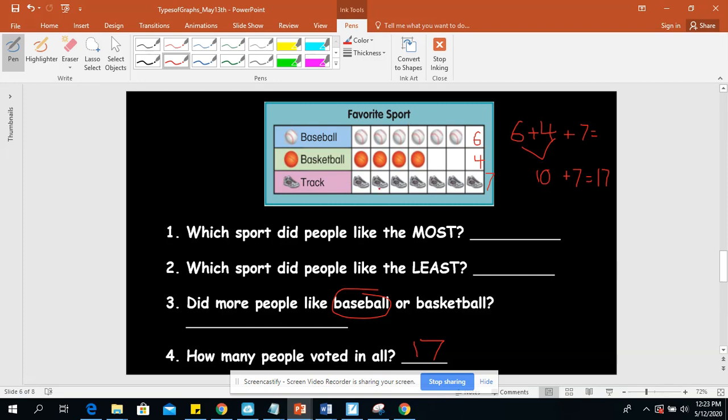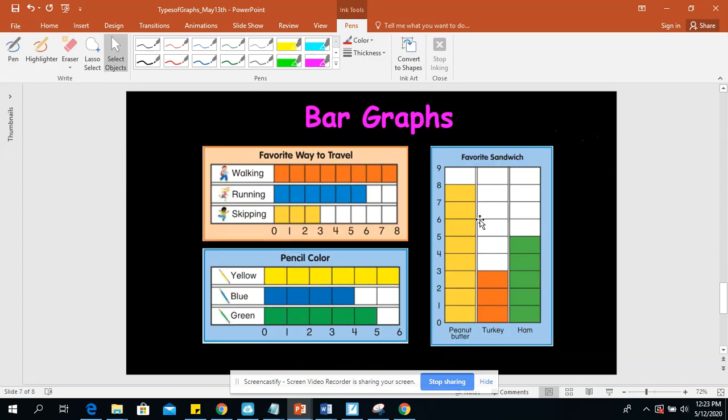All right, awesome job. We just read a picture graph. Let's move on to bar graphs. So bar graphs show us information using bars. You might have a bar graph where the bar goes from left to right, like in these two bar graphs, or the bar might go up and down, like in this bar graph. Let's practice reading a bar graph.